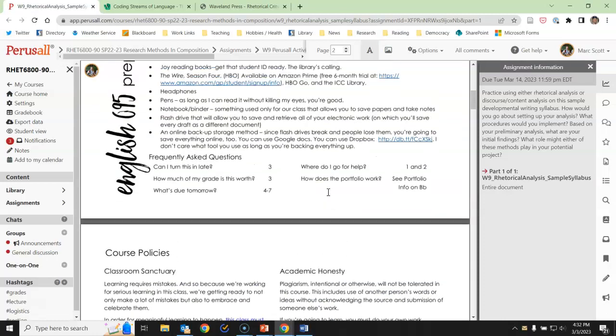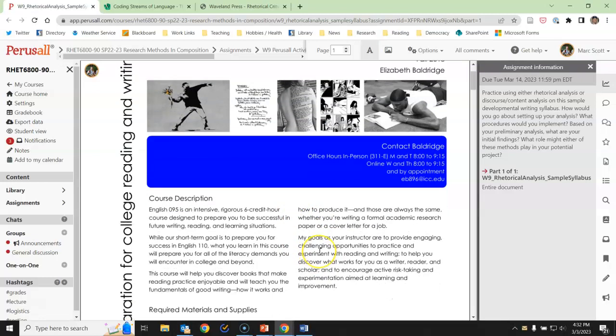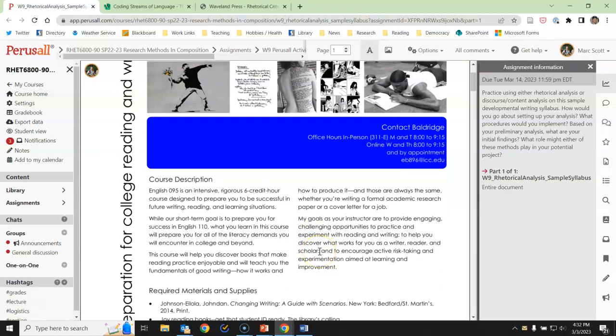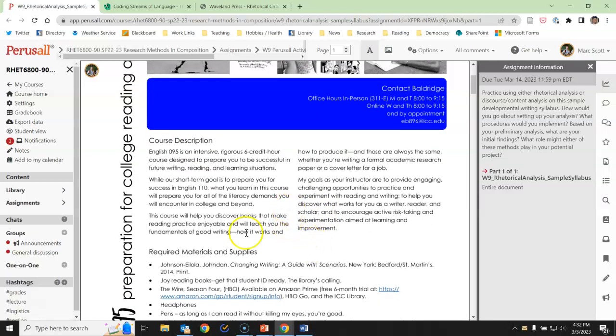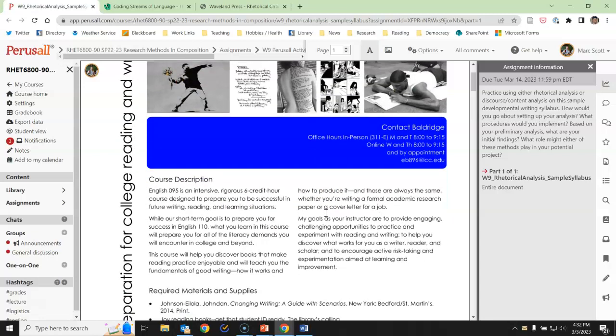The kind of question that I think content analysis would be well suited for is looking at patterns of communication around how faculty describe themselves or how faculty describe students. So a question you might ask could be something like, how do basic writing instructors describe the role of students in their syllabi? Or how do they describe the role of instructors in their syllabi?